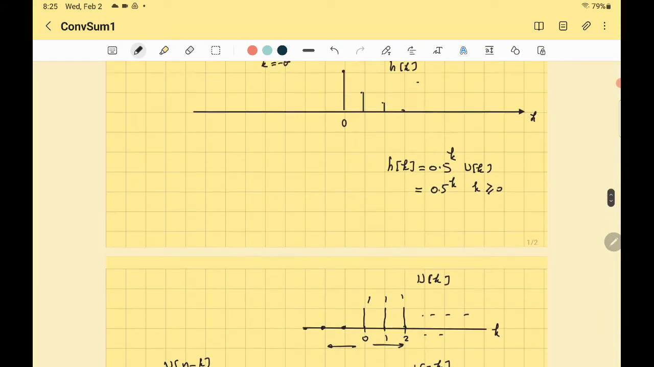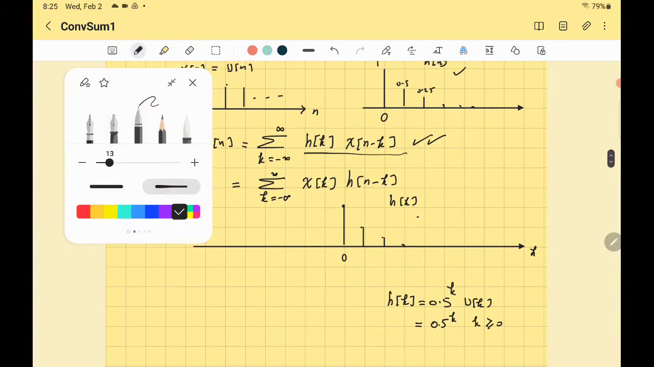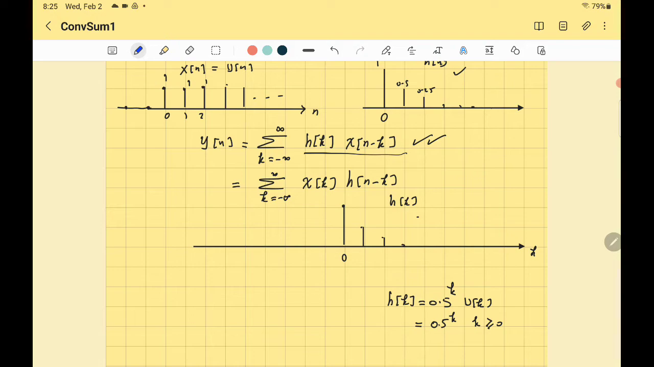So we'll go back to the graph here. That's h of k. I want to sketch, in a different color, x of n minus k. I will make it like at minus 2. I'll say this is the signal here, I have it.